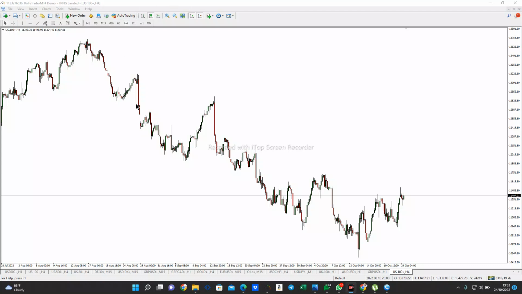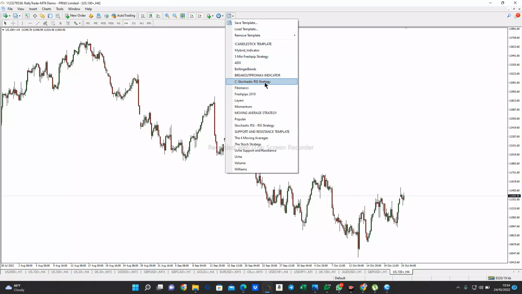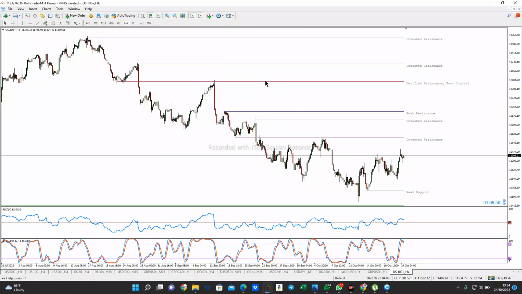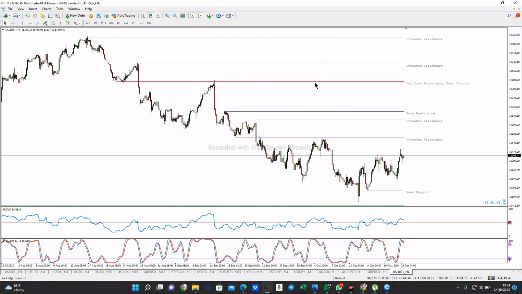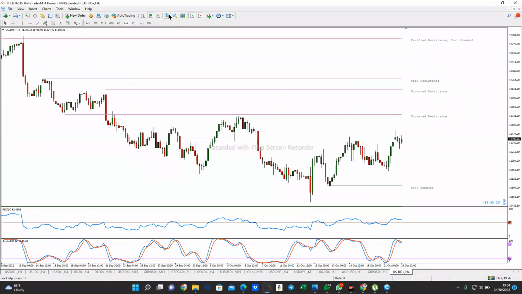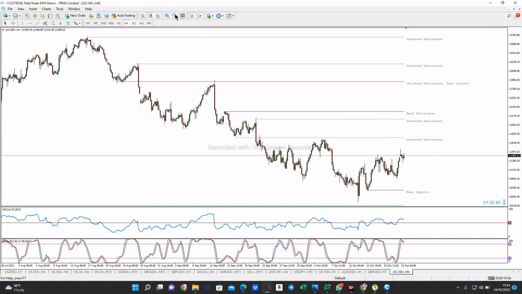Now this is a naked chart. I can't really do anything with the way it is, so I'm going to add my VIP indicator, my stochastic RSI indicator. Now the indicator has brought out areas of support and resistance for me when it comes to this instrument.